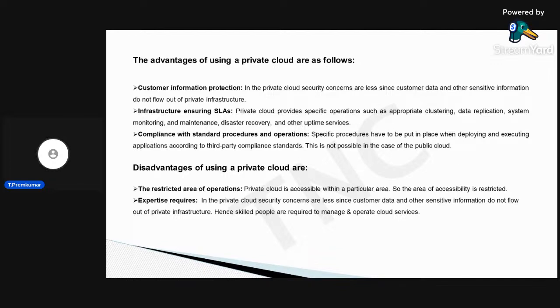Compliance with standard procedures and operations means specific procedures have to be put in place when deploying and executing applications according to third-party compliance standards. This is not possible in the case of the public cloud. Coming to the disadvantages of using a private cloud, one is the restricted area of operations. The private cloud is accessible within a particular area, so the area of accessibility is restricted. Expertise is also required for private cloud security. Hence, skilled people are required to manage and operate the cloud services.